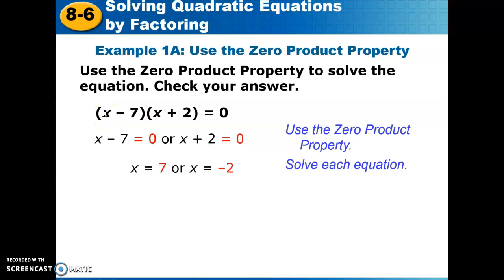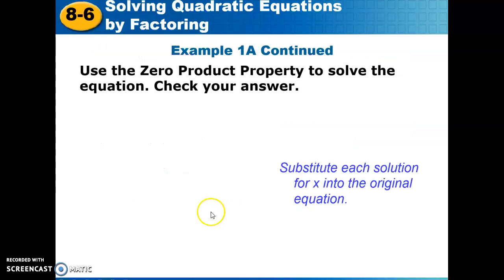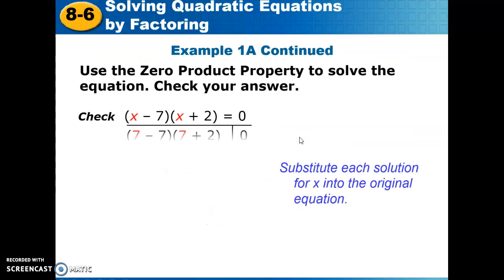If you have a 1 in front of these x's, just take the opposite of the number. So the opposite of negative 7 is 7, and the opposite of 2 is negative 2. So technically you don't even need to set these up, but that's the how behind it. Okay, let's take a look at another one.